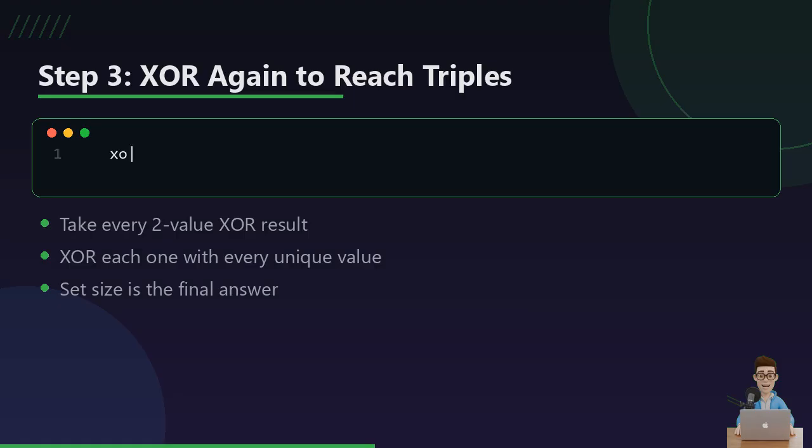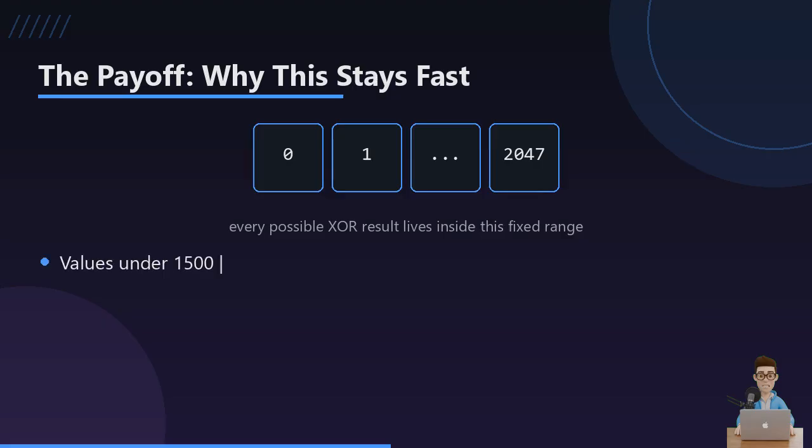another set. Now we take every two-value XOR we found and XOR it with every unique original value one more time. Since sets drop duplicates, the size of this final set is exactly the count of distinct triplet XOR values we need.